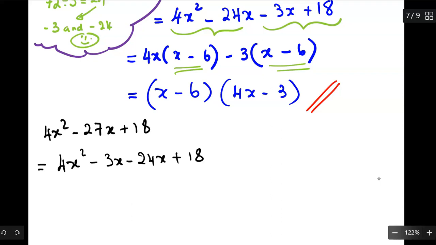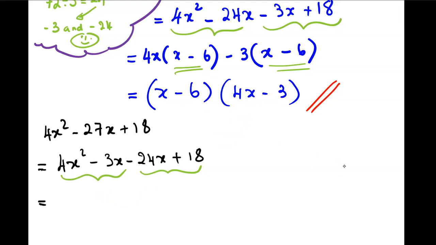And then I group them again. You see that it doesn't matter whether you put negative 24x or negative 3x first. They still have common factors within each group. And when you pull them out by factoring by grouping, you still end up with the same binomials. For the first two terms, your common factor would be x. Then inside the bracket, you end up with 4x minus 3.